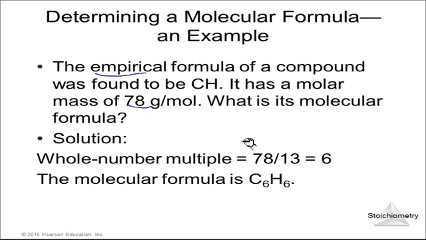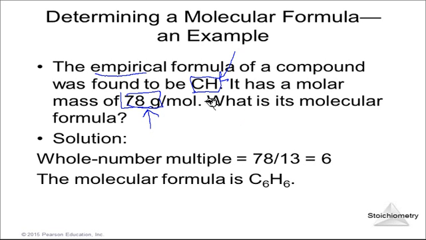All you need to remember is the fact that this mass must be some multiple of the mass of the empirical formula. So what I need to find is, one, what is the mass of the empirical formula? So what would be the mass of CH? And then I'm going to find out how many multiples I have between the mass that I'm given, so the actual molar mass of the compound, and the molar mass of my empirical formula.